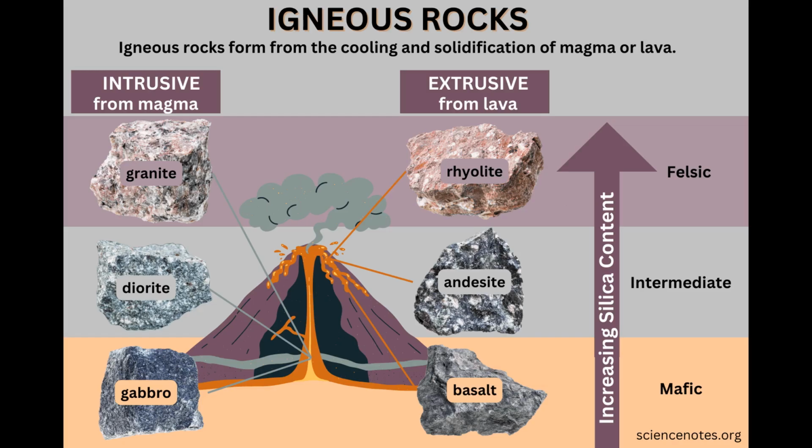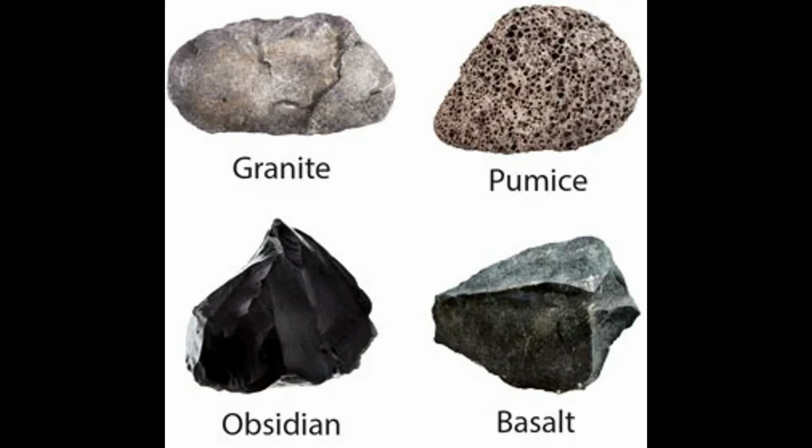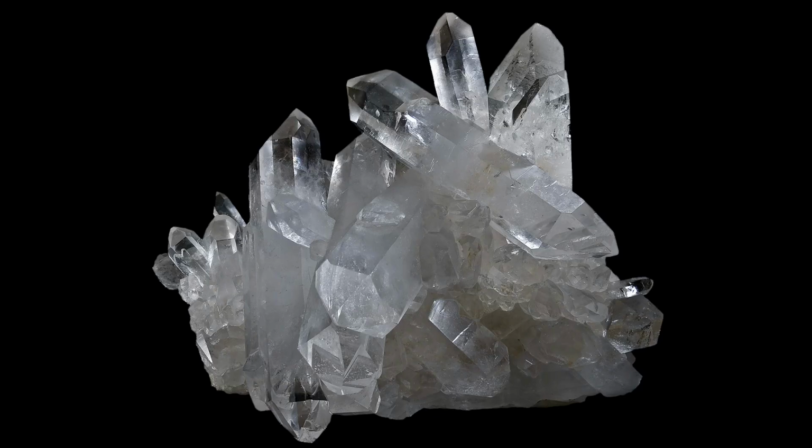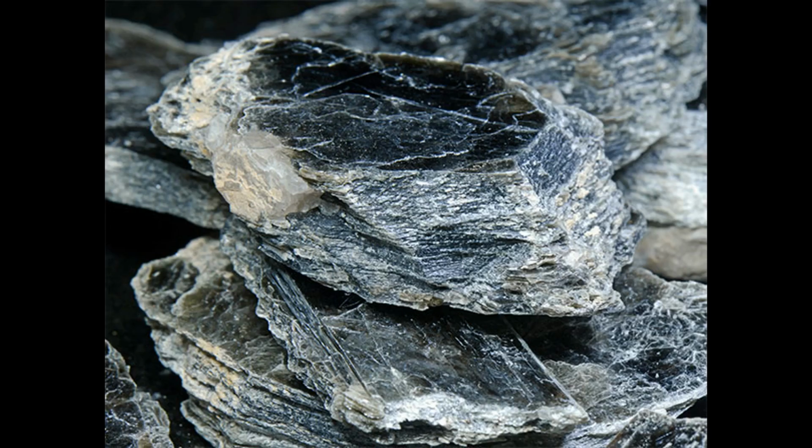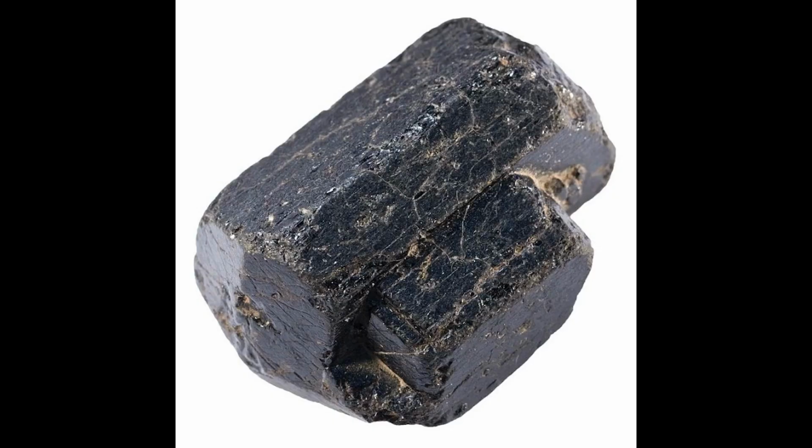You can classify them into intrusive or plutonic. These are slow cooling underground with large crystals, like granite or diorite. Then we have extrusive or volcanic, and these are rapid cooling at the surface with fine crystals, examples being basalt and pumice. Key minerals in igneous rocks: we have quartz, feldspar, mica, pyroxene.